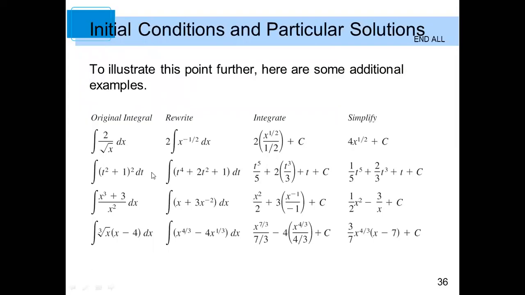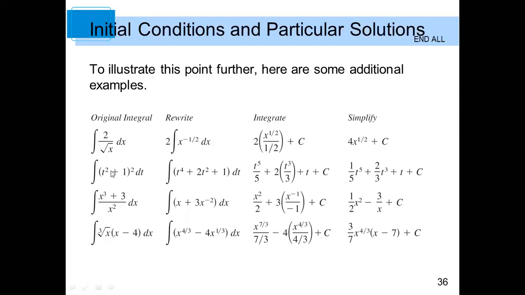So here are some additional examples. Let me just run through these. So you have 2 over the square root of x. We rewrote it as factoring the 2 out and x to the negative 1/2. Add 1 to the exponent, divide by the new exponent, or multiply by the reciprocal, we multiply by another 2, which would give you 4x to the 1/2.